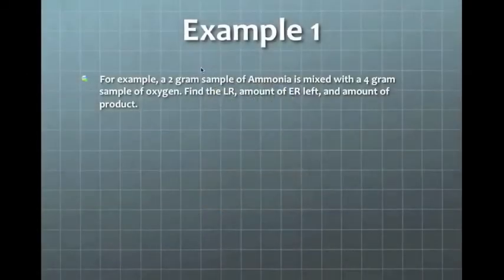For example, a 2-gram sample of ammonia is mixed with a 4-gram sample of oxygen. Find the LR, amount of ER left, and the amount of product. First, you balance the equation. Then you find the limiting reactant by seeing how much product is made by each reactant.